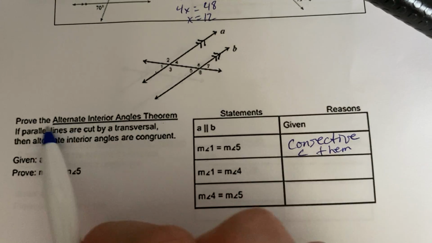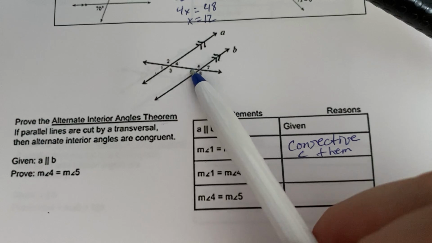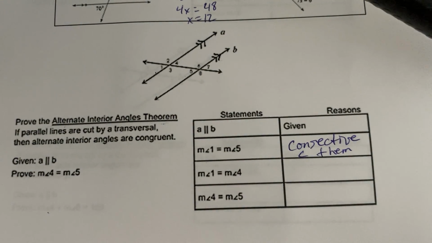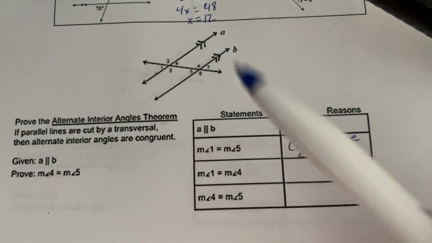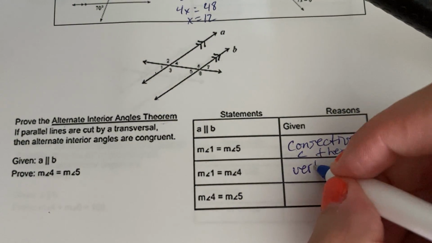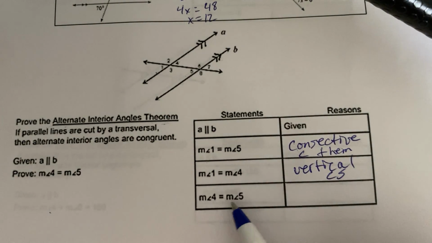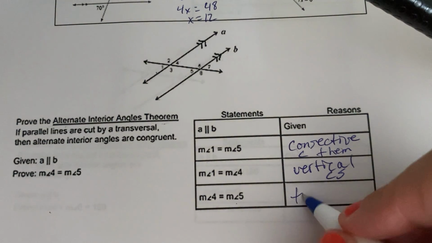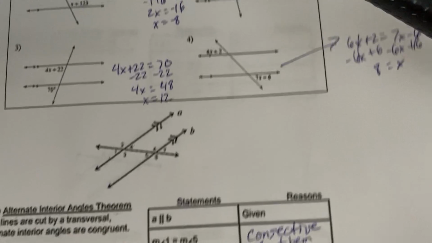So we're proving the alternate interior angle theorem. Because we could just go straight here and do 4 and 5, there's the alternate interior angle theorem. But we're going to use the consecutive angle postulate to prove that. So angle 4 and angle 1 are congruent because they're vertical angles. And we know measure angle 4 is equal to measure angle 5 because of the transitive property. I'm just going to put transitive prop. All right, pretty easy, right?